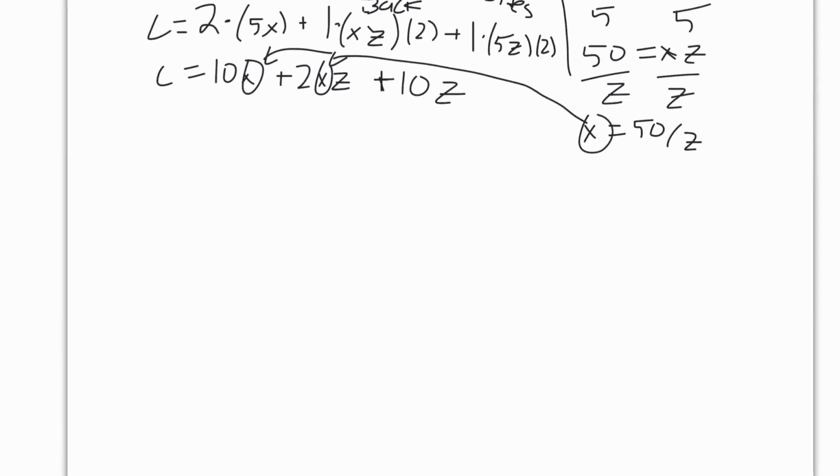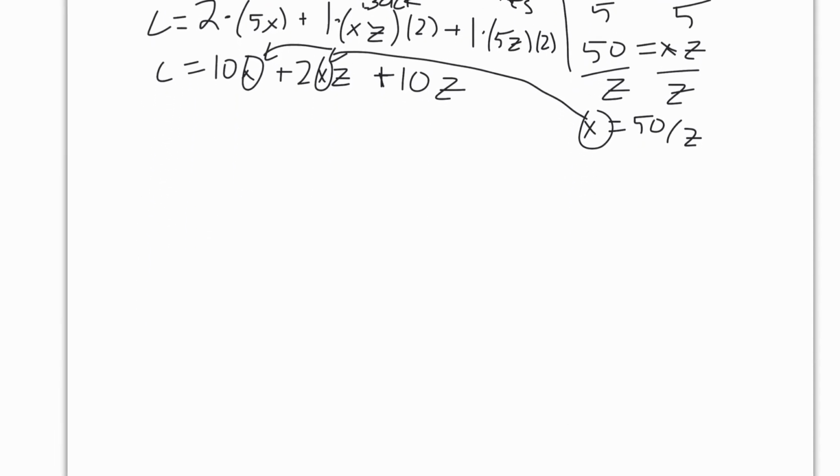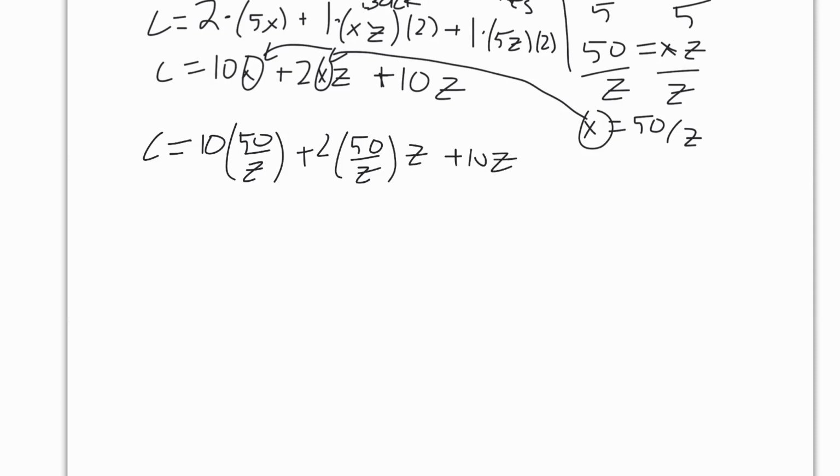So that'll give me the following. Cost is equal to 10 times 50 over z plus 2 times 50 over z times z plus 10z. So again, let's simplify before we do calculus. So this is going to be 500 over z. The z's will cancel, so plus 100. And then plus 10z.